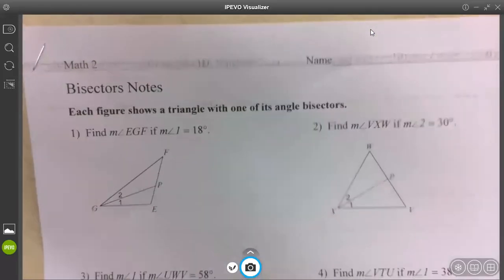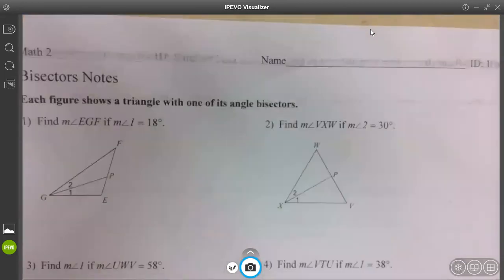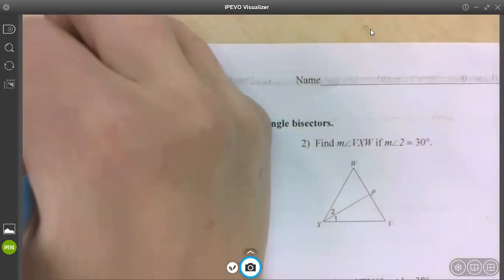All right, so today you guys are going to talk about bisectors. And bisectors, if you think about a bicycle, it has two wheels. So a bisector is going to make two equal parts. So one more time.